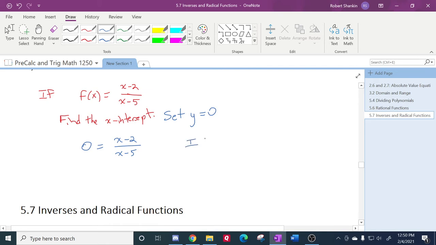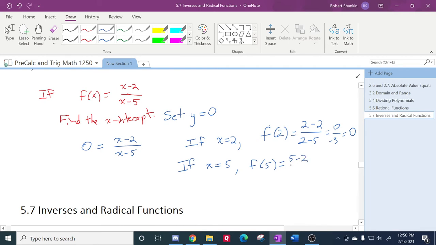Now, if x is equal to 2, this fraction becomes f of 2 is 2 minus 2 over 2 minus 5, which is 0 over negative 3, which is 0. If x is equal to 5, f of 5 is 5 minus 2 over 5 minus 5, 3 over 0, undefined.